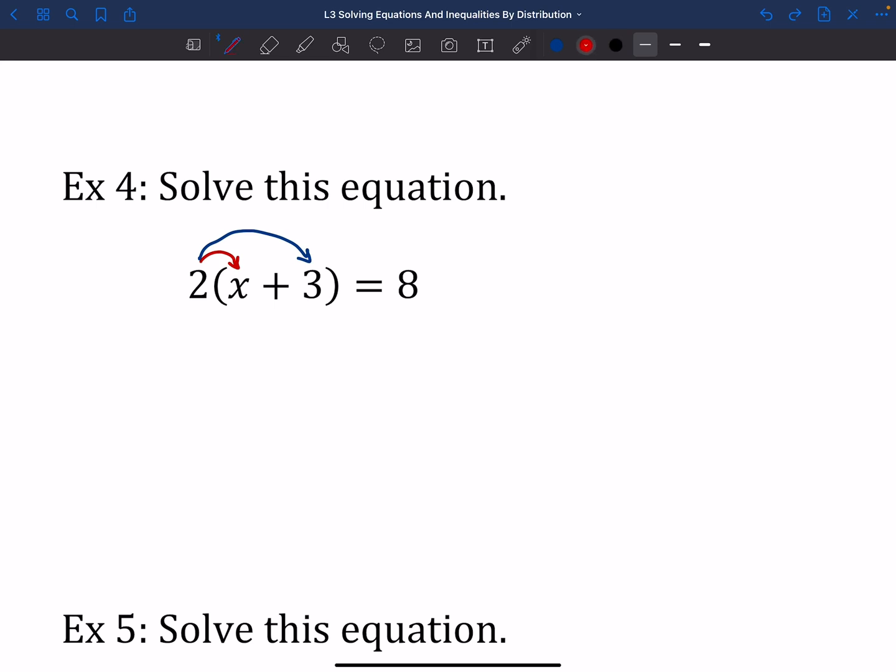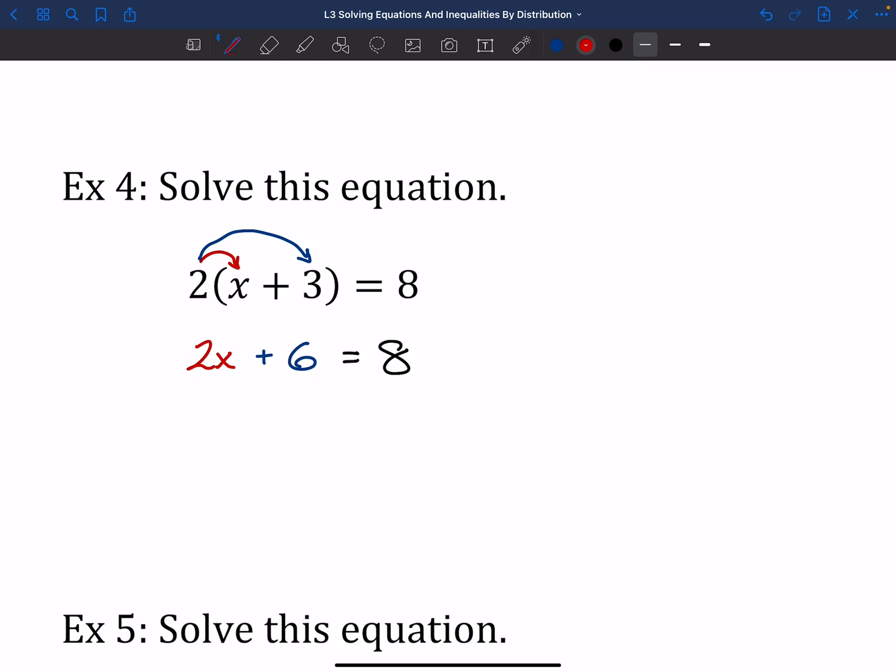So when we do that, 2 times x, we're just going to put that as 2x. There's no other way that I can smush them together. It's 2 times x. There we go. 2 times 3, however, is going to give us 6. And then over on the other side, it equals 8. So nothing super fancy. From here on out, it's just one of the 2-step equations that we already know how to solve.